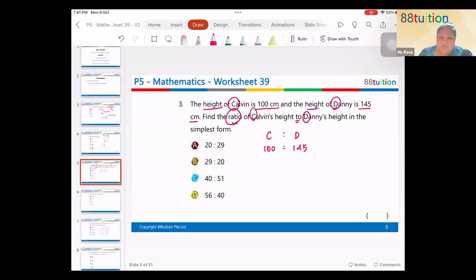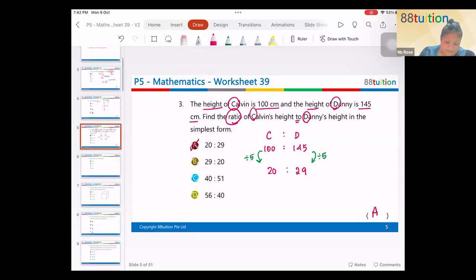First, what do we need to do? Anyone? Oh, divide by 80. Is this question that you want to divide by 80? No. What do I do next? Anyone? Divide by 5. Okay, so if I divide by 5, I will get 20 is to 29. Can I divide any further? Cannot. So that's my answer, which is A.